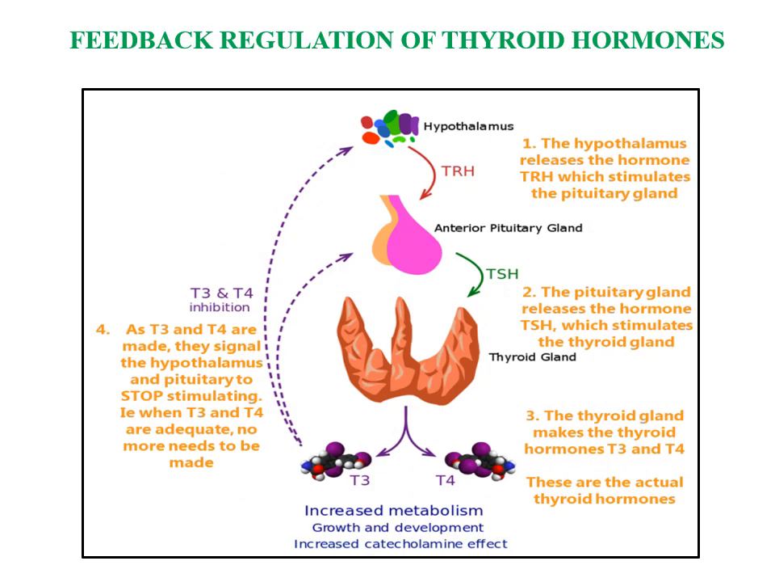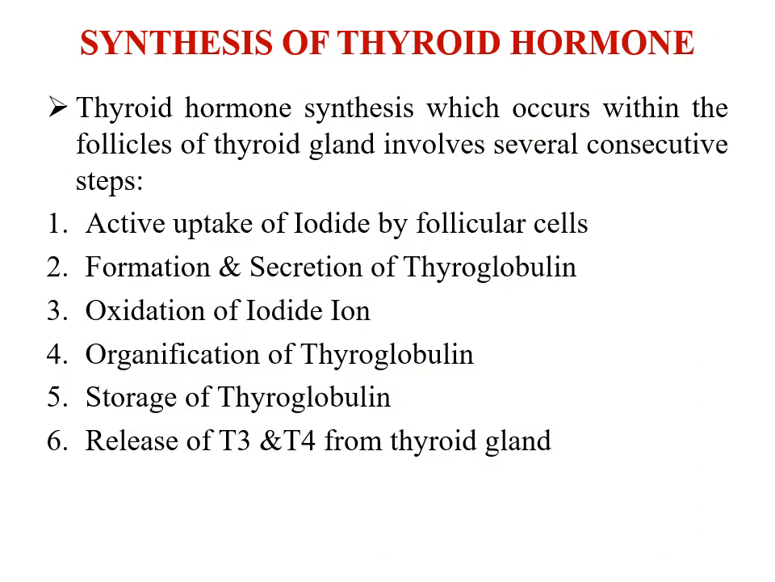Now we'll discuss how the thyroid hormones are actually synthesized in our body. The thyroid hormone is synthesized inside the follicles of thyroid gland, and it occurs in several steps. Mainly these 6 steps are involved, and I'll be explaining these steps in detail.